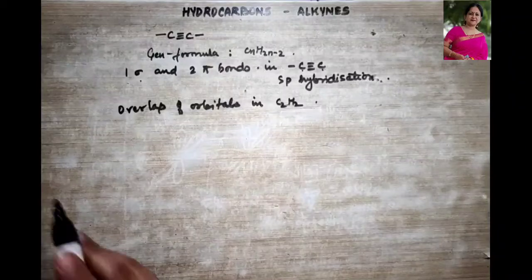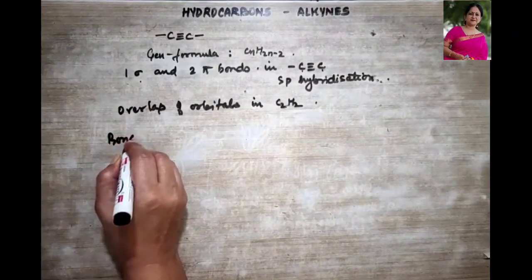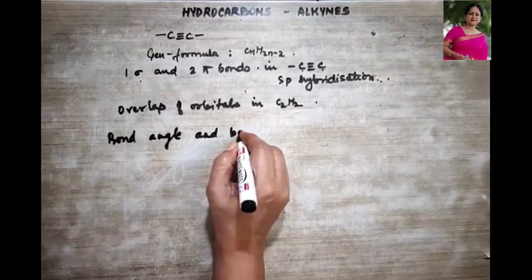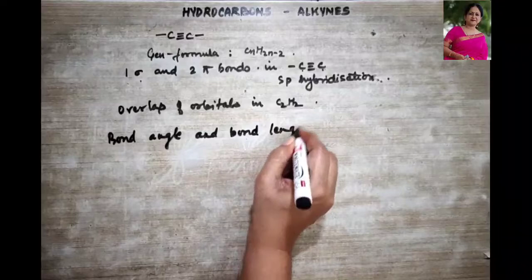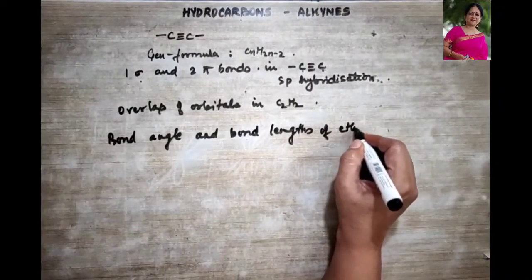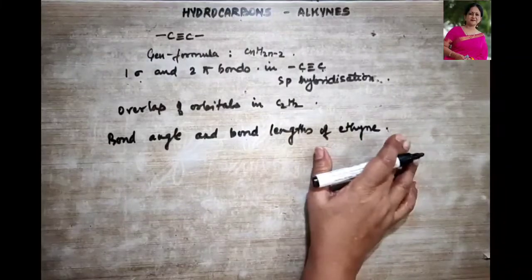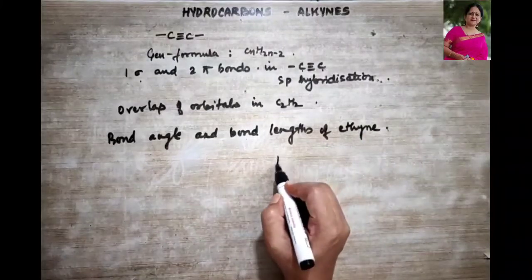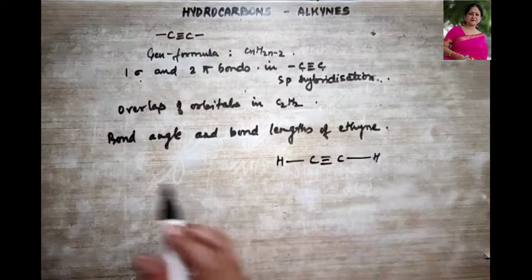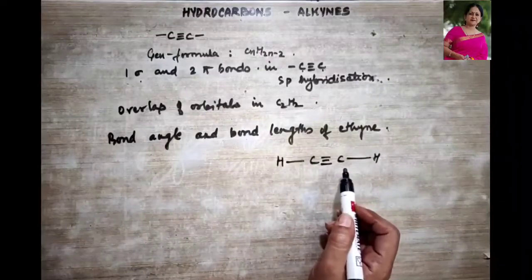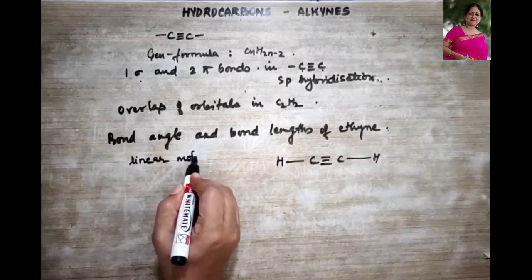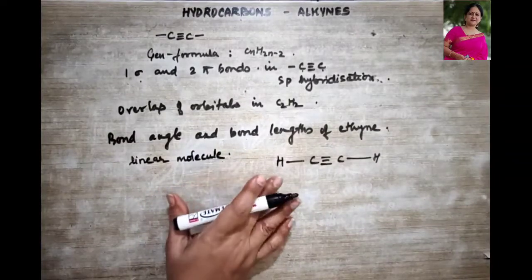Now let us talk about the bond angle and bond lengths of this ethyne, that is C2H2. So over here, if you see the ethyne, it shows a linear molecule. What kind of a structure does it show? It shows a linear molecule first and foremost.